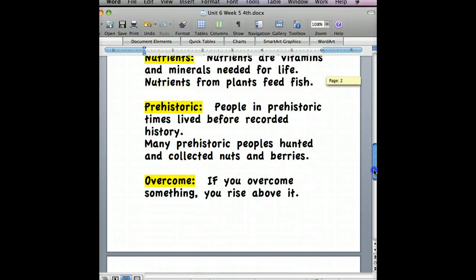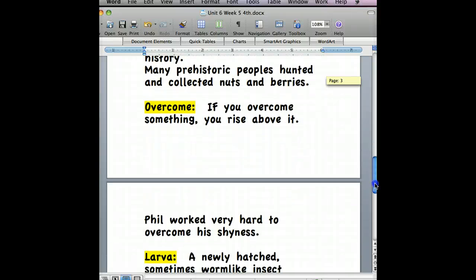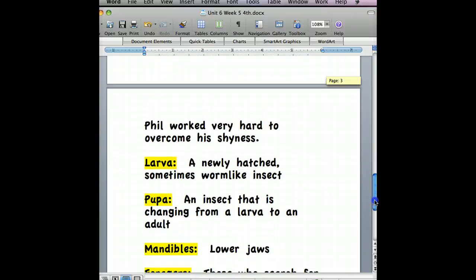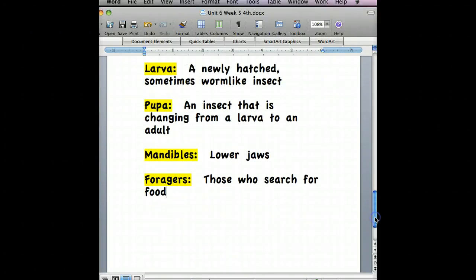Prehistoric: people in prehistoric times lived before recorded history. Overcome: if you overcome something, you rise above it. Larva: a newly hatched, sometimes worm-like insect. Pupa: an insect that is changing from a larva to an adult. Mandibles: lower jaws. And foragers: those who search for food.